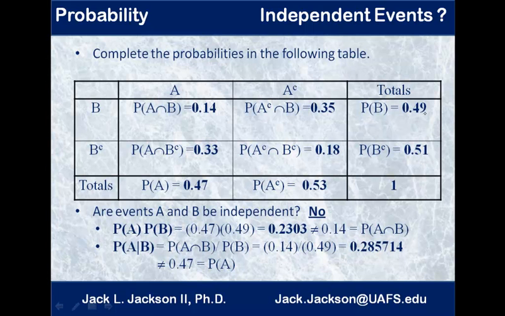In other words, we multiply this number on the first row here on the far right times the one on the far bottom on the first row together to get where that row and column intersect, and it didn't work out. So that means they're not independent.